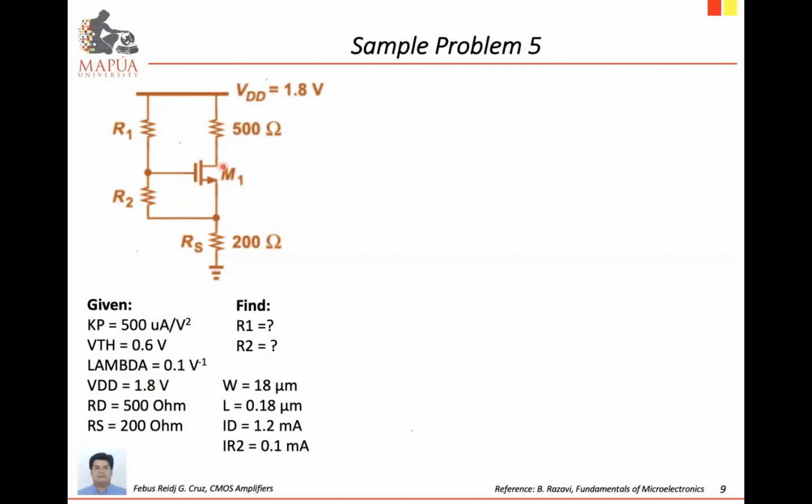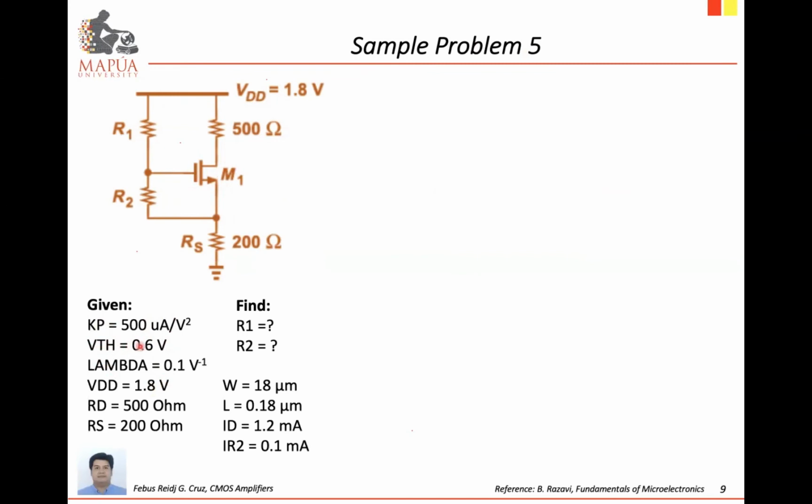So whenever we have a three-terminal symbol, it is assumed that the bulk and source are shorted or connected together. So VSB is assumed to be 0, and therefore the VTH will be equal to the VTO. So that is why we don't need to calculate for the VTH. No? So given na agad siya.